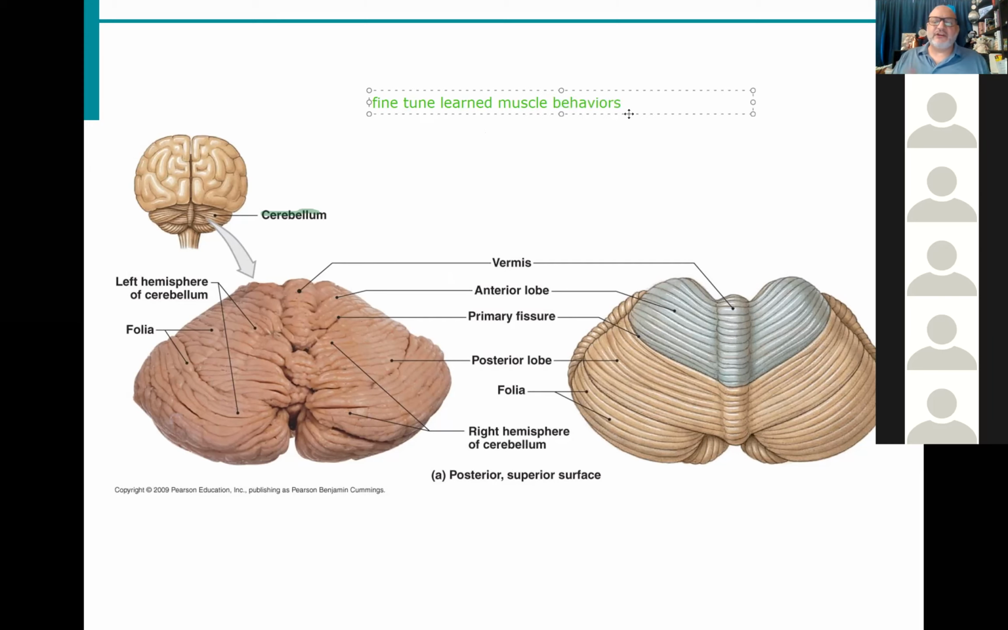So for instance, this includes things like posture. This includes things like walking, right? These are types of fine muscle behaviors, learned muscle behaviors, and it allows us to fine tune them, as we've talked about, or refine these movements. Again, one of the things that we've talked about in the past is one of the easiest ways to understand how these areas work is to see what happens when these areas are damaged.